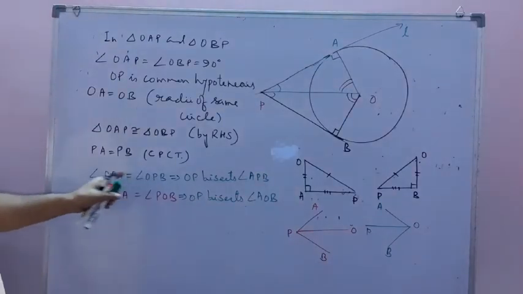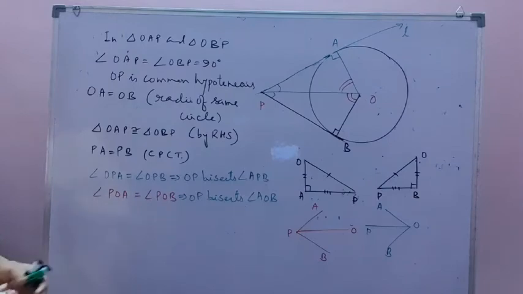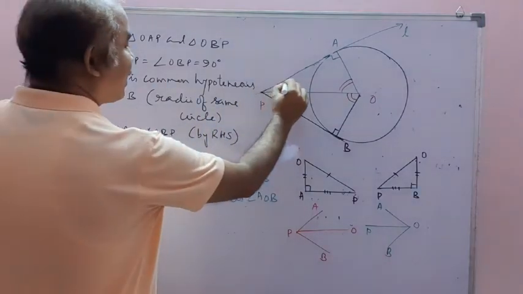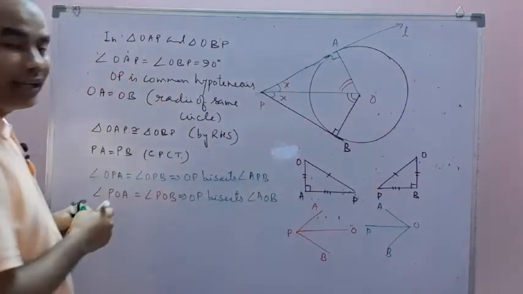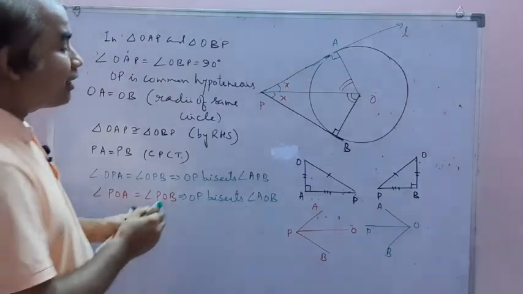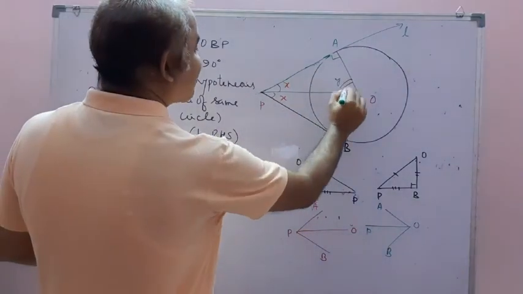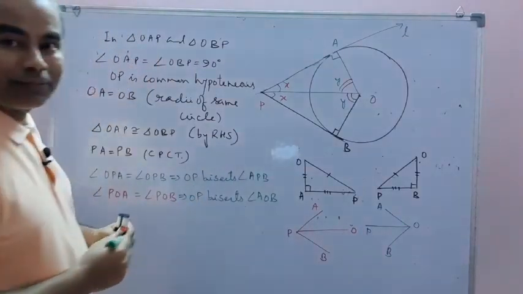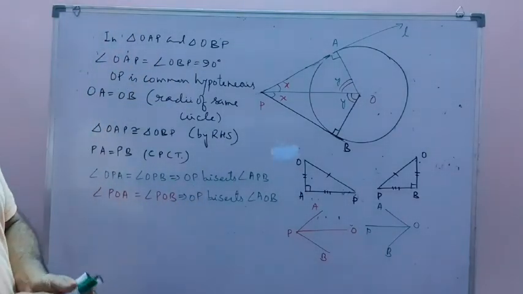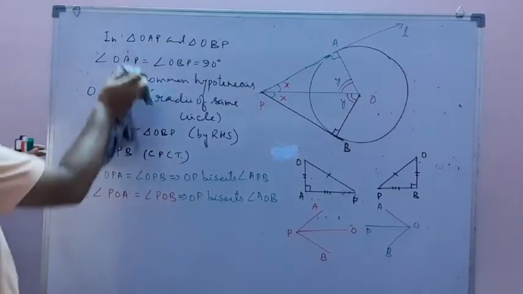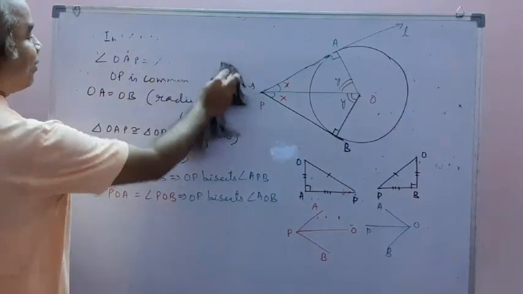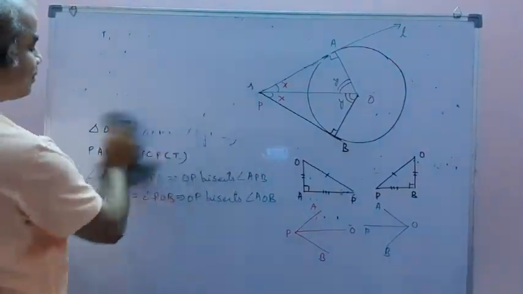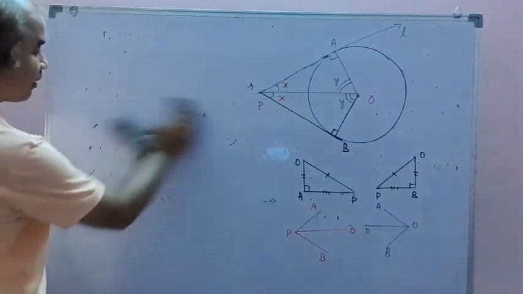Now, as these two angles are equal, we can name this angle X, and this angle also X. And similarly, this angle I name Y, and this angle also Y. Okay, now let me rub this one.